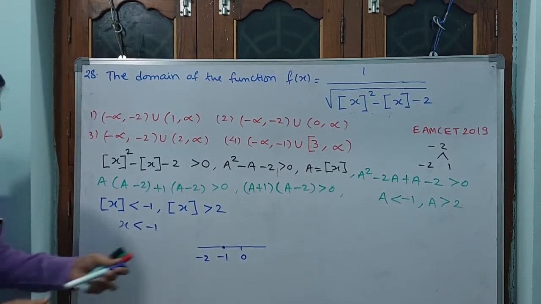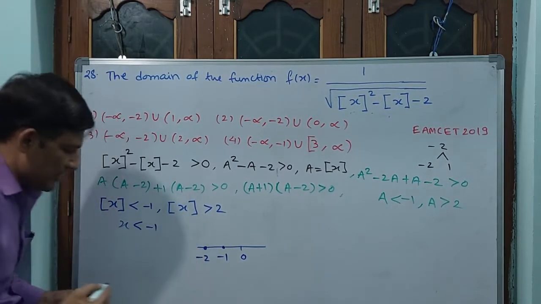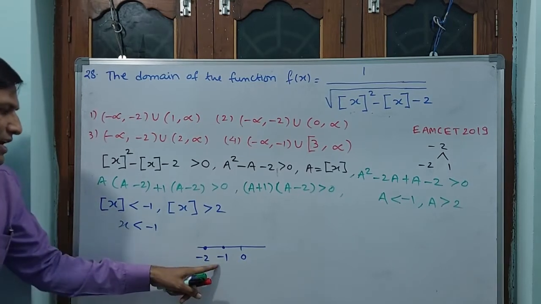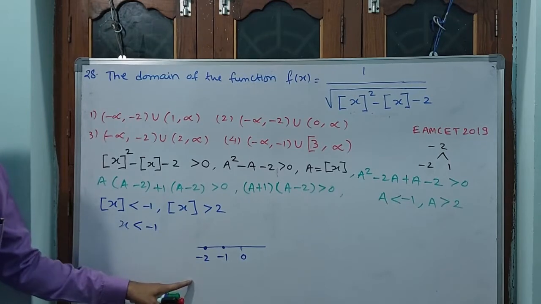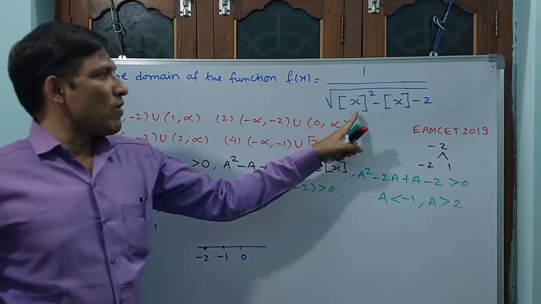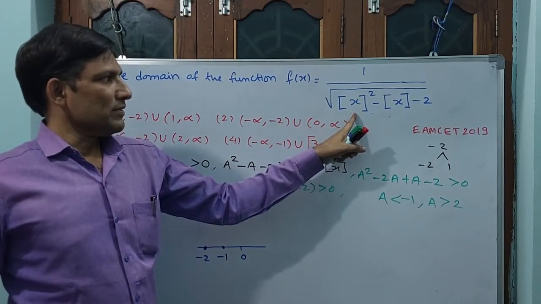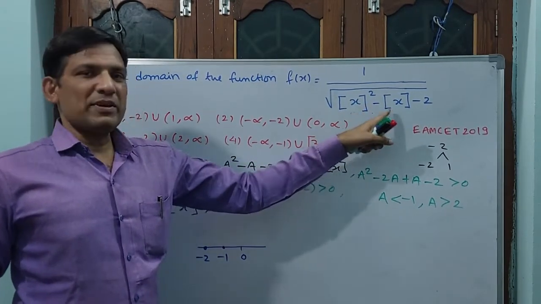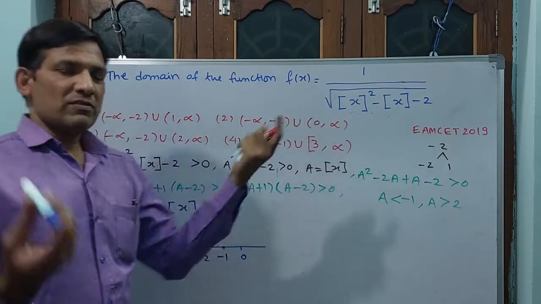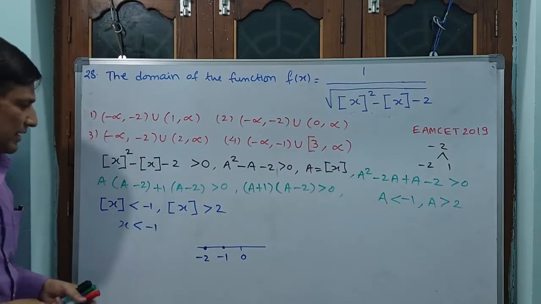Okay? Less than minus 1. Less than minus 1 means what will happen? Say minus 2 you have taken. Minus 2, if you take, minus 2 will come. Minus 2 means minus 2 square plus 4, minus of minus 2 plus 2. 4 plus 2, 6. 6 minus 2, 4. Okay, like that you have to think.